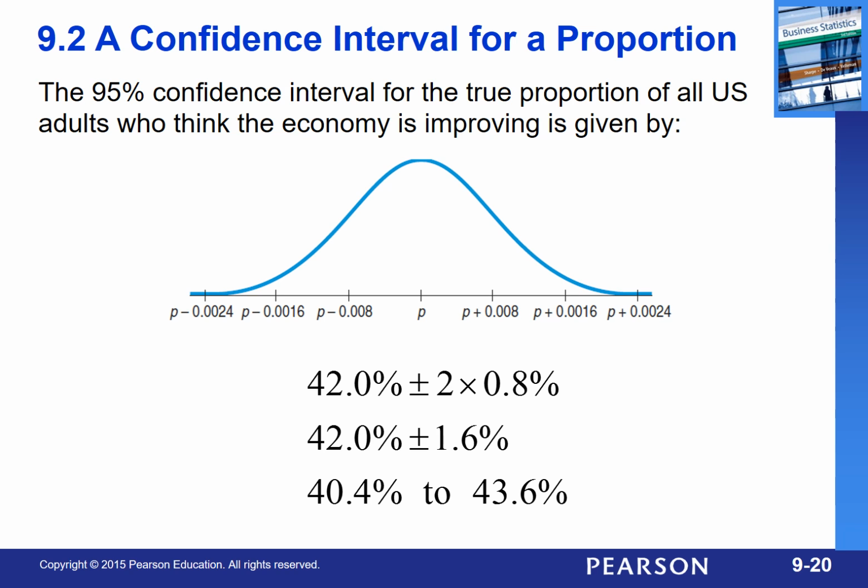So our confidence interval, in case you haven't noticed, the title changed to confidence interval somewhere in here. So 95% of these scores are going to be between these two. This is a little bit of a strange idea, but we are going to be 95% confident that the true proportion of U.S. adults who think the economy is improving is somewhere between 40.4% and 43.6%.